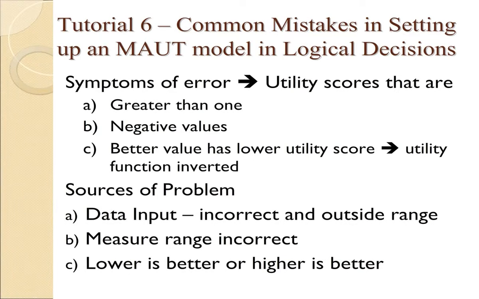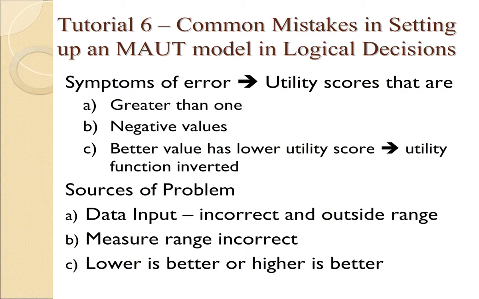In this tutorial, we will explore a number of common mistakes that someone might make in setting up an MAUT model in Logical Decisions. And these all relate to inputting the data and setting up the ranges on the measures. The symptom of an error that you should be looking for is you'll find a utility score that's greater than 1, and the range has to be, after you scale it, between 0 and 1.